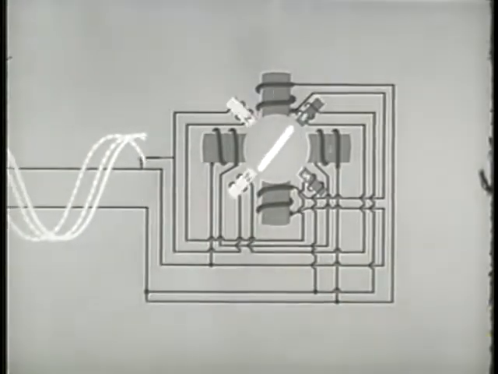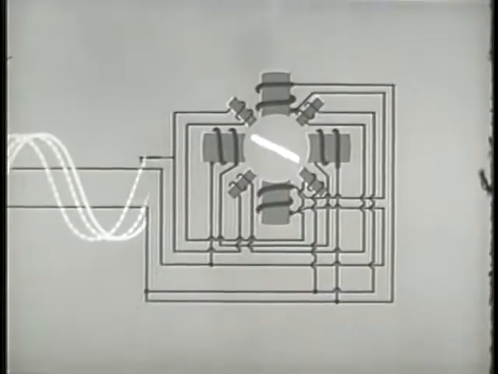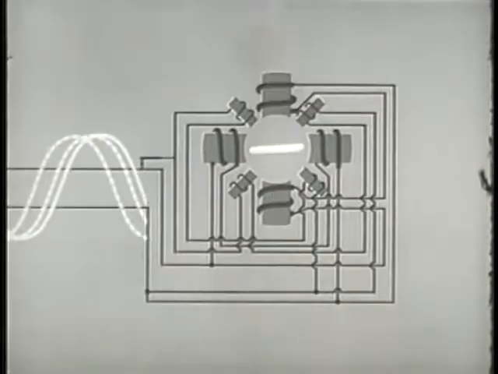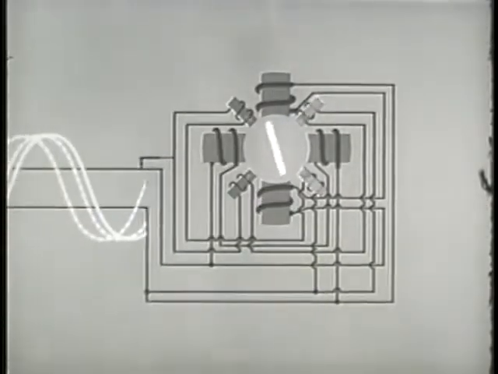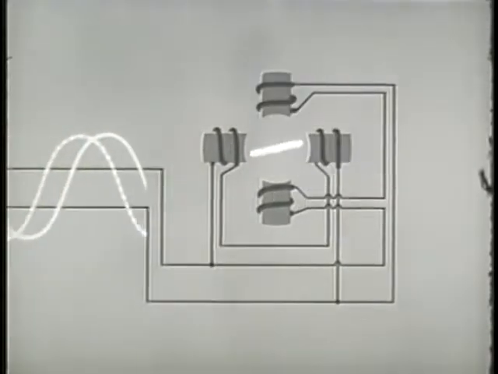The magnetic field now rotates electrically. The basic requirement of relative motion has been satisfied and the motor has been started. When the rotor has attained approximately 25% of its rated speed, a centrifugal switch opens and disconnects the starter windings.